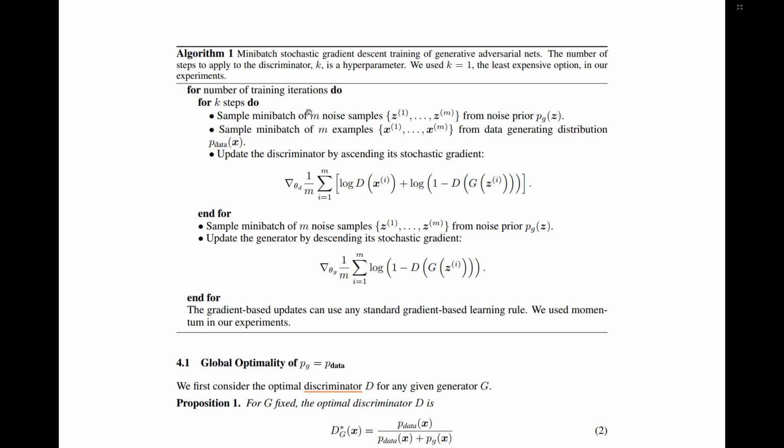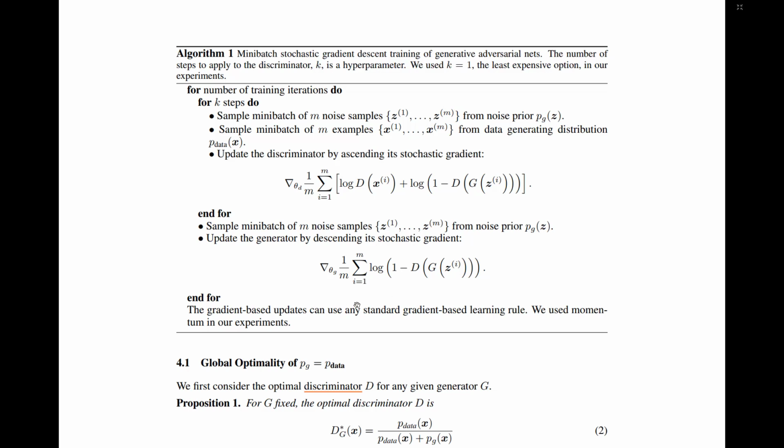So we train the discriminator for k steps, and then we sample many batches of M noise samples. So this is for the discriminator, and then now is for the generator. We now update the generator by minimizing the loss.